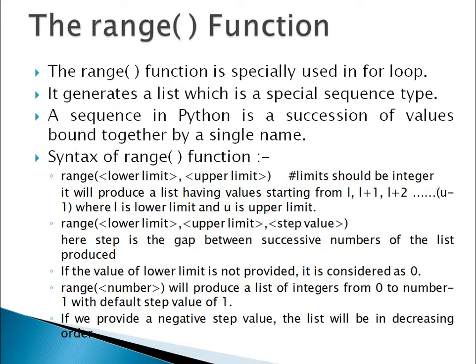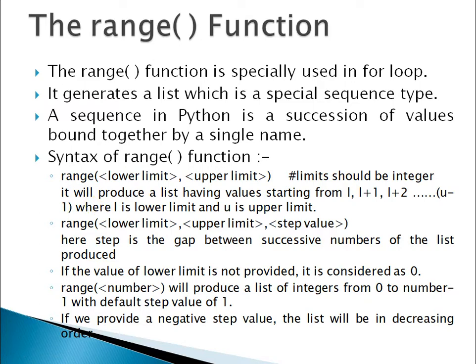Now let us see the syntax of range function. The range function has two types. The first type is range, where you provide two integer values. First one will be the lower limit, second one will be the upper limit. So from which number you have to start the range and up to which number you have to go, those two integers you have to provide in this range function. Clear?